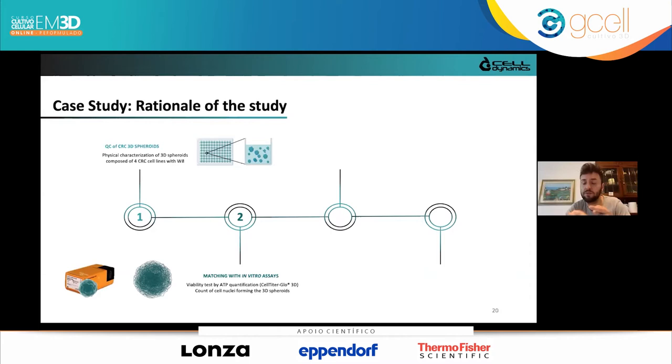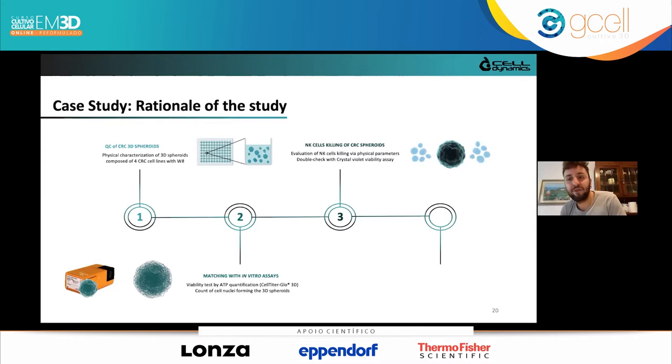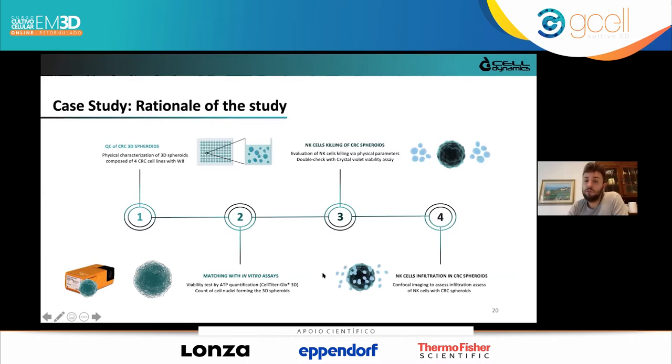And after that, the most important point, we evaluated what is the impact of the NK cells killing of the tumor cells composing the 3D spheroids from the physical point of view, so with our device. We have tried also to correlate this data with an in vitro viability assay, crystal violet, that detects the decrease in the fraction of living cells after drug exposure. And in the end, we have also checked the different infiltration rate of NK cells inside the spheroid according to the cell line composition of the spheroid. And we have found out, this is interesting, that NK cells have a different mode of action according to the type of spheroids they are infiltrating.